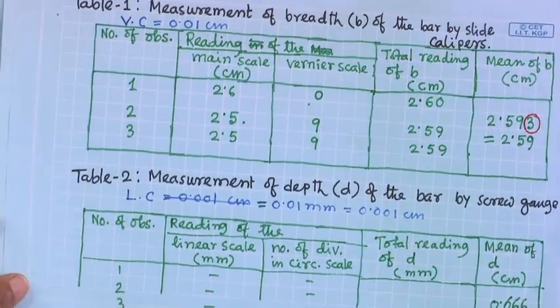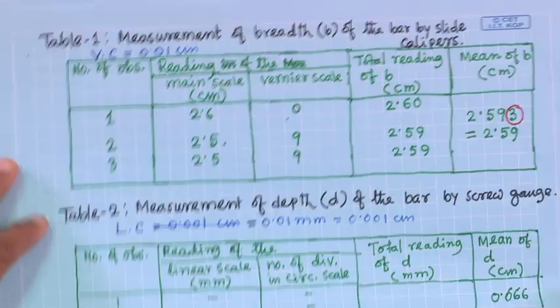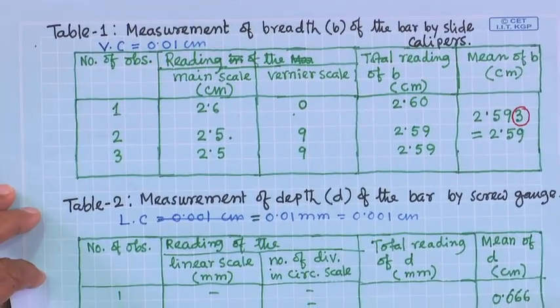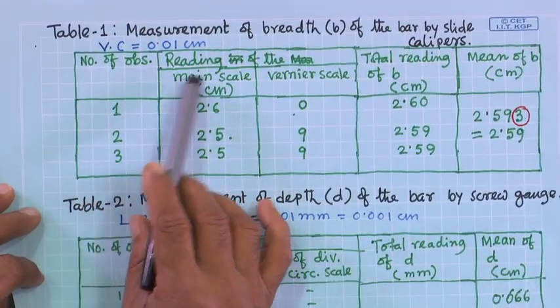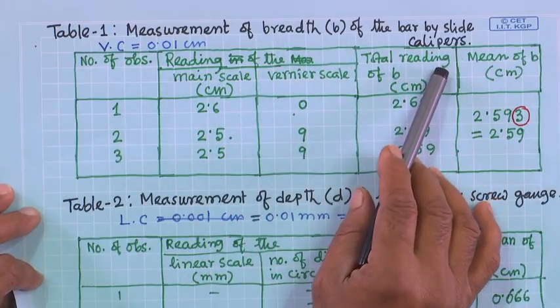First let us measure breadth and width. Breadth and width, let us measure breadth and width. Okay. So, in table 1 we are noting down the breadth of the bar we measured by slide calipers.